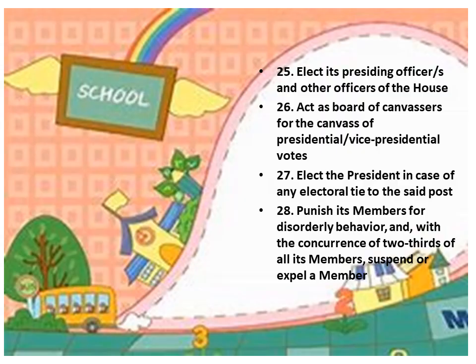Elect its presiding officer or officers and other officers of the House. Act as a board of canvassers for the canvass of presidential and vice presidential votes. Elect the president in case of any electoral tie to the said post. Punish each member for disorderly behavior, and with the concurrence of two-thirds of all its members, suspend or expel a member.